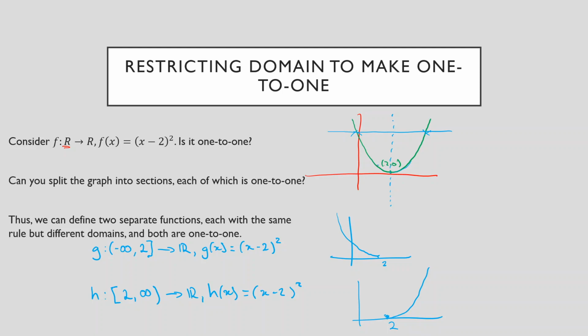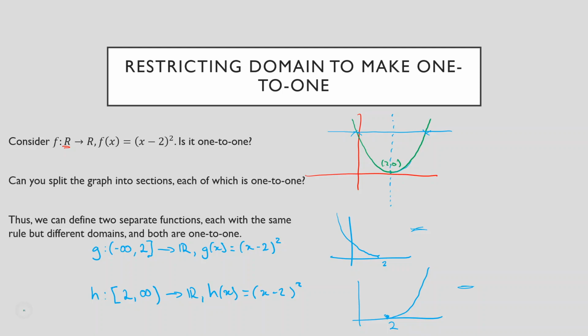So what we can do is restrict the domain of a function that isn't one-to-one. We can restrict it in such a way that we produce a one-to-one function. Each of these graphs is now a one-to-one function that has the same rule as the original function that wasn't one-to-one, simply because we restricted the domain.